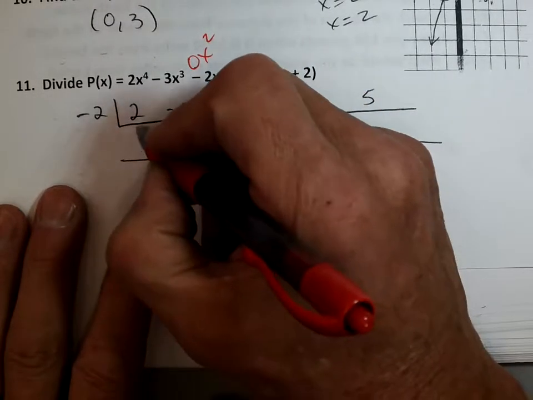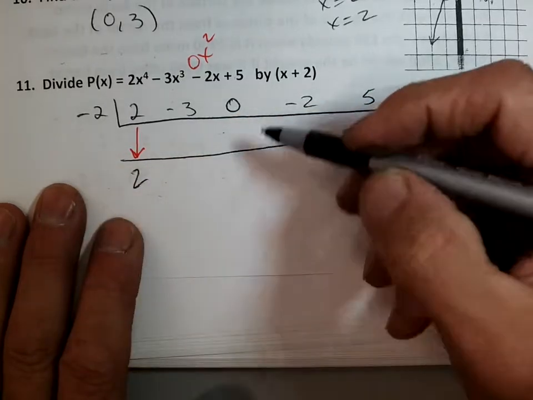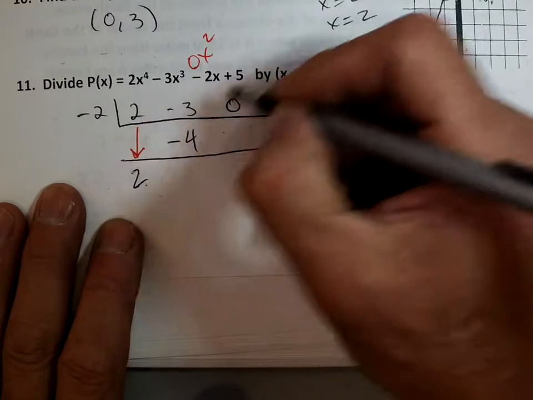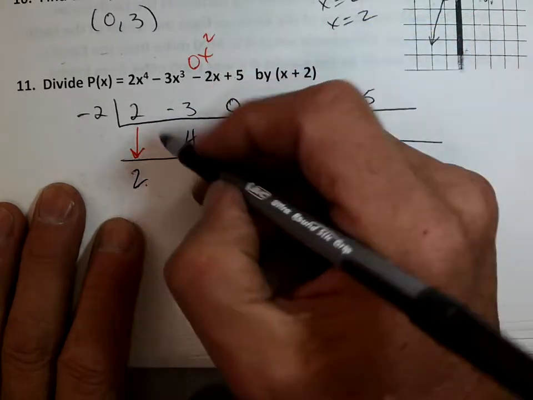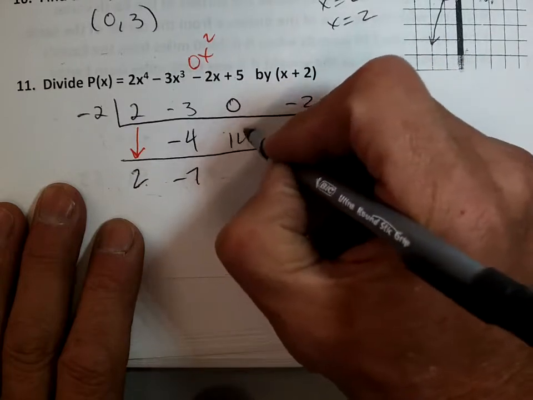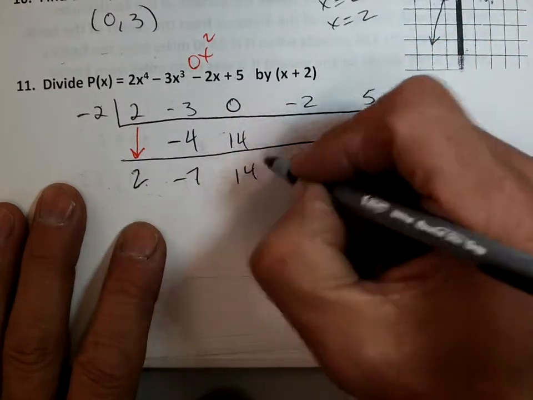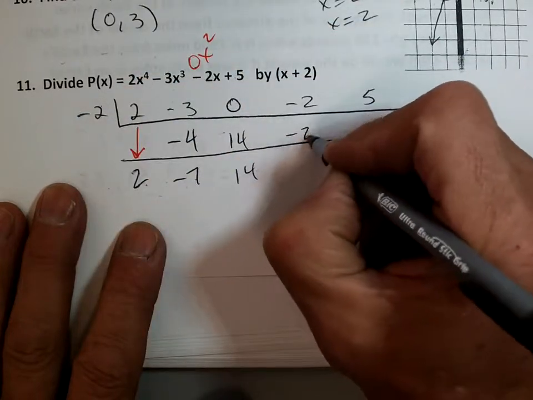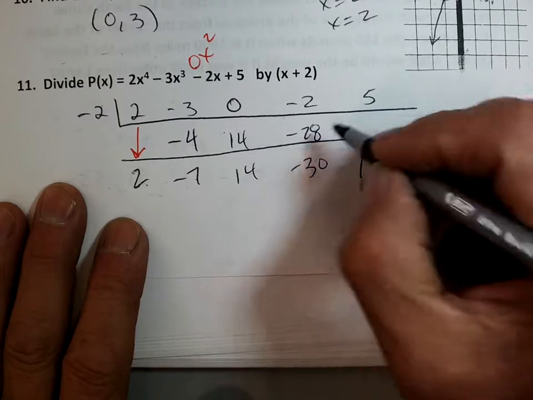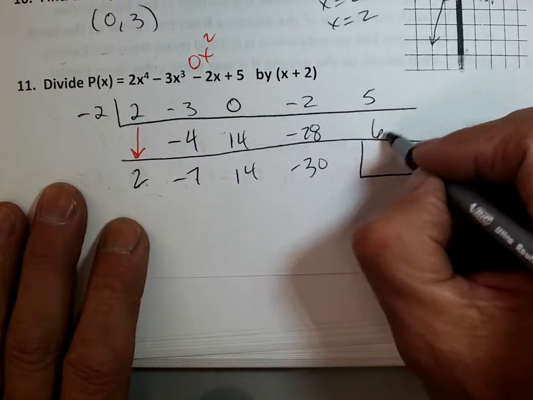First step, bring down the 2. 2 times -2 is -4, right? And add, I get a -7. -7 times -2 is a positive 14. And add. 14 times -2 is a -28. Add, and I get a -30. -30 times -2 is a positive 60.